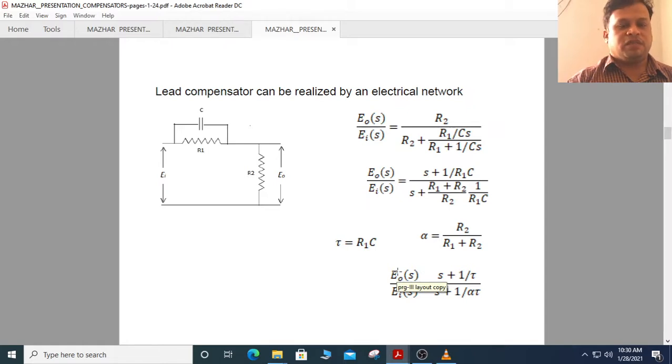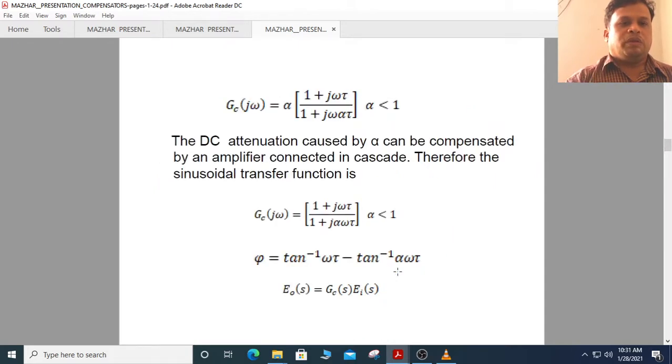By knowing these equations in terms of the electrical network, how the resistance and the capacitance are placed for compensation, we learn many things here. Now this equation becomes Gc(j omega) = alpha (1 + j omega tau)/(1 + j omega alpha tau), where alpha is less than 1. And the DC attenuation caused by alpha can be compensated by an amplifier connected in cascade.